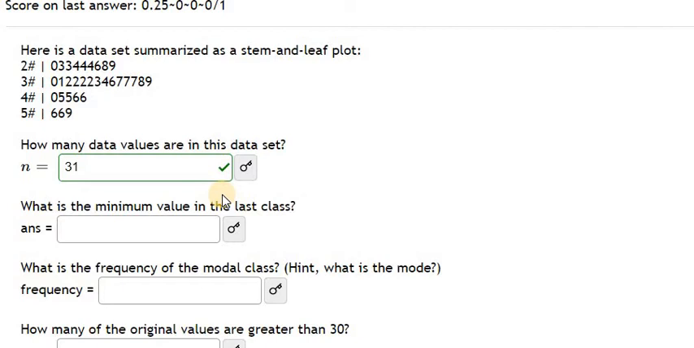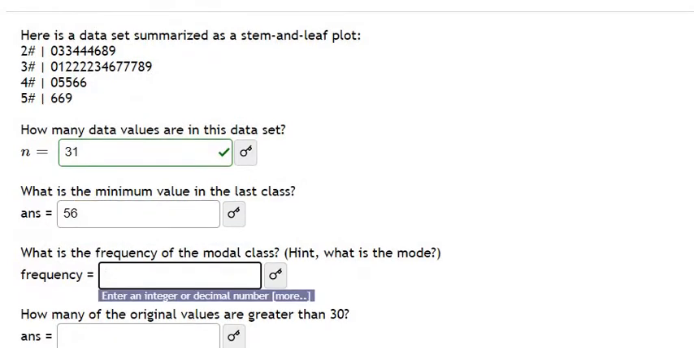The second question we want to answer is, what is the minimum value in the last class? The last class is this class right here, the stem 5 and the leaves 6, 6, 9. The minimum value here is going to be 56, because we know from the way you construct a stem and leaf, we take the ones place as a leaf, and the rest of the number represents the stem. So that means it's a tens place here. So 56 is going to be the minimum value in the last class.